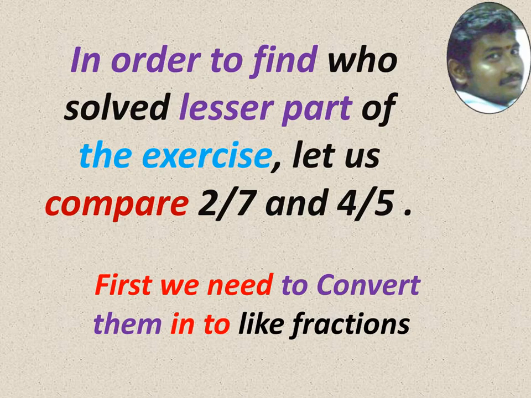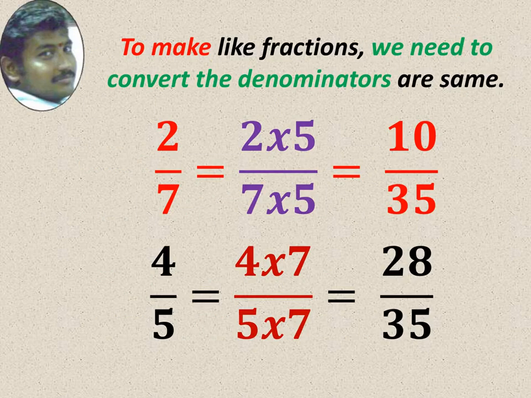Who solved the lesser part of the exercise, we do not know. To compare, we have to make like fractions. 2 by 7 and 4 by 5, we have to make them like fractions. Like fractions means the denominator must be the same. Here I multiplied 2 into 5 and 7 into 5, so that I get 10 by 35. 4 by 5, I multiplied numerator and denominator by 7, I get 28 by 35. Now 10 by 35 and 28 by 35 are both like fractions.